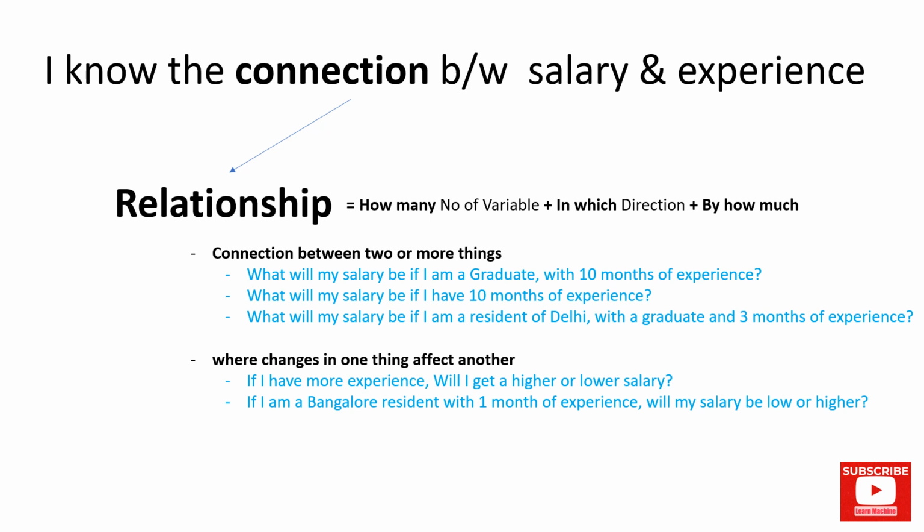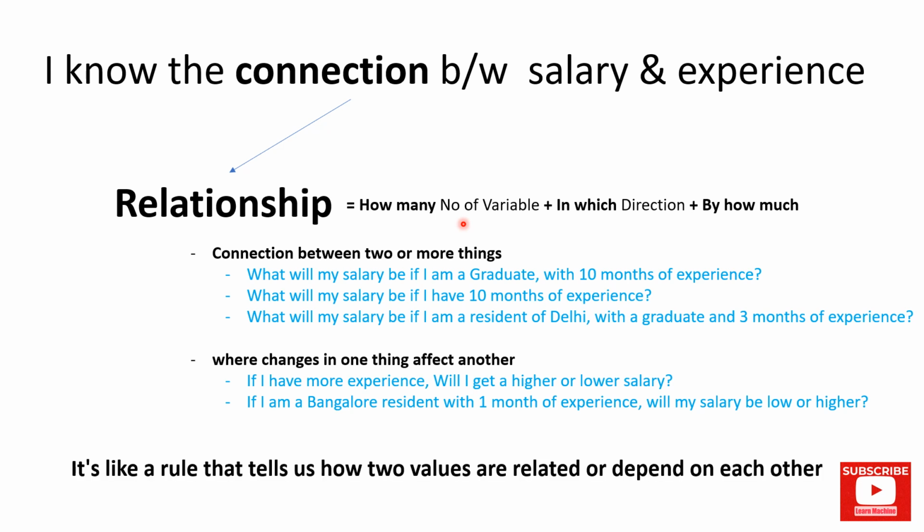Now, in short, if I want to quantify a relationship or express it as a mathematical equation, it has three components. One component is how many variables I have. The second component is in which direction these variables are related. And the third is by how much the dependent variable changes if I change the independent variable. We will have a deep dive into all of these three components in later stages.